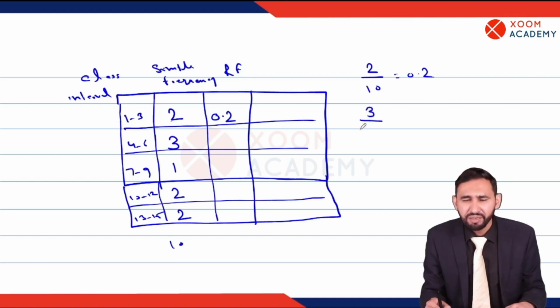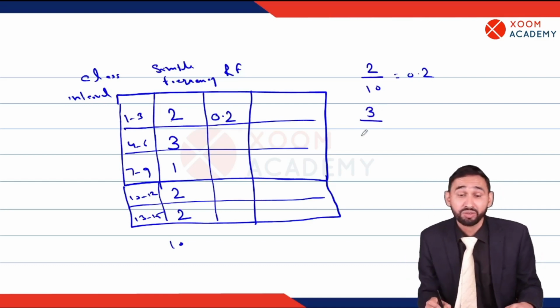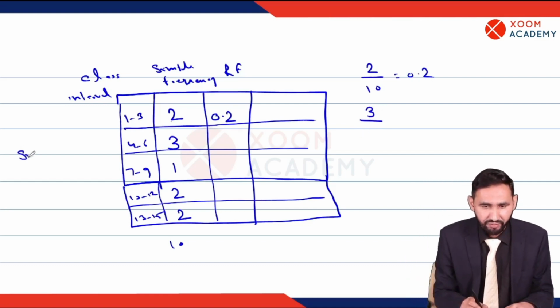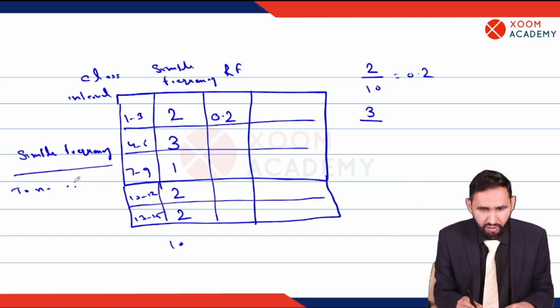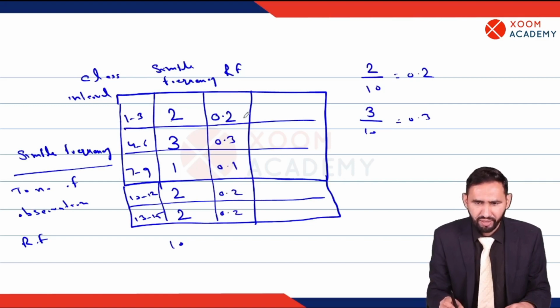We divide simple frequency by the total number of observations to get relative frequencies. So you should remember this: simple frequency divided by total number of observations. What does it give? It gives relative frequency. So if we divide 3 by 10, our answer is 0.3. 1 by 10, our answer is 0.1. 0.2, then 0.2.